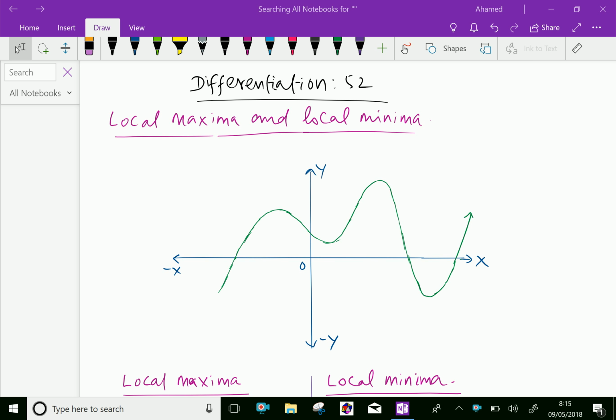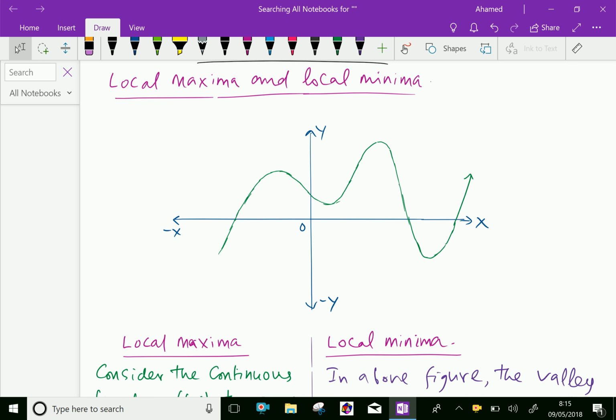In differentiation, let us see about local maxima and local minima. Look at this graph in the XY plane. This graph is a continuous graph. Here, we will discuss local maxima and local minima on this graph.